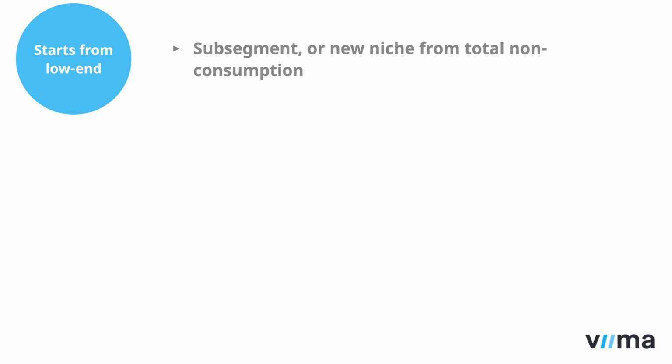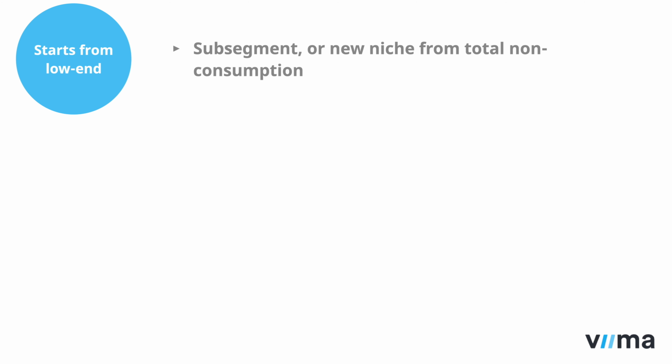So, with that example in mind, let's do a bit of a recap and look at what the common characteristics of disruptive innovation are in a nutshell. First, disruptive innovation always starts from the low end of the existing market. In practice, that means it's either a small subsegment of the existing market that isn't very happy with the status quo, or from total non-consumption.